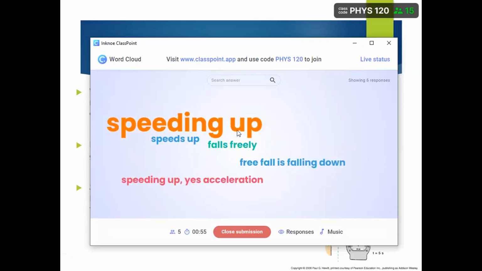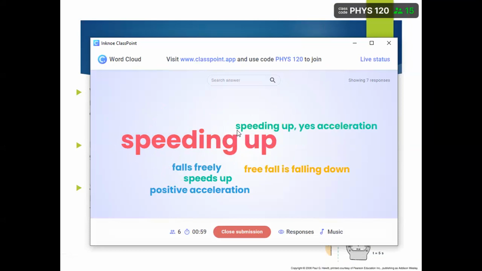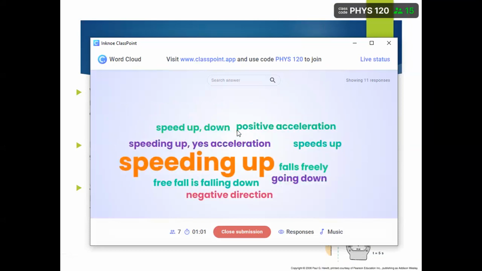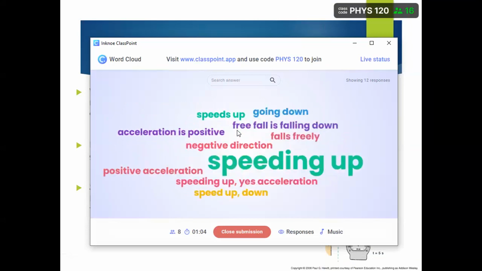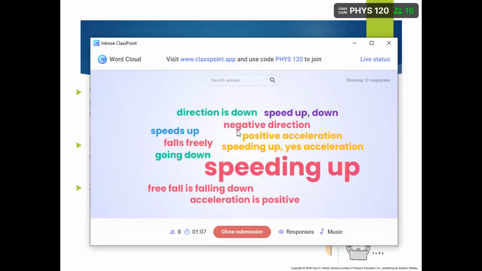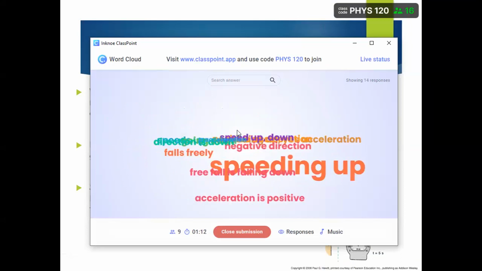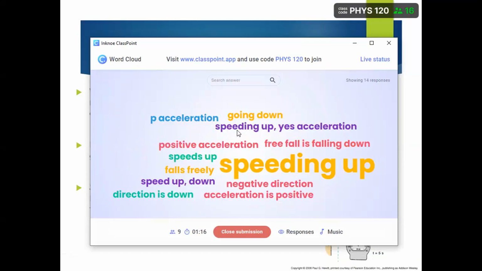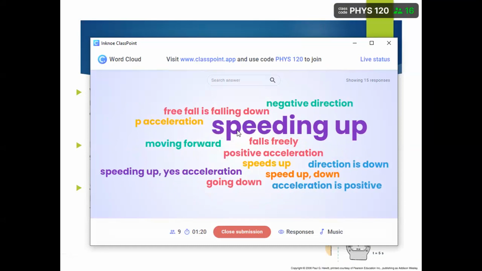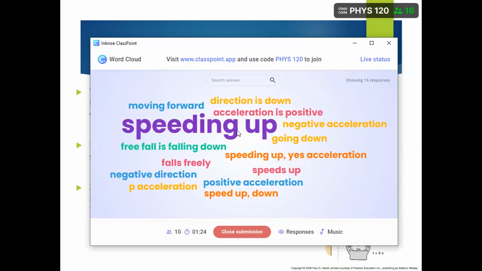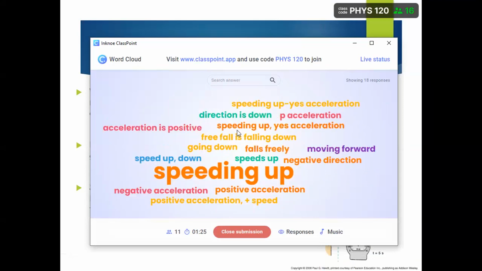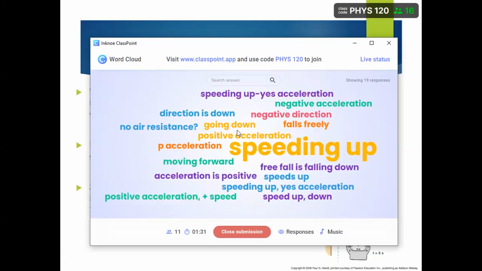or slowing down. Speeding up, yes, there is acceleration. So if there is acceleration, what is the direction of the acceleration? Positive acceleration, what does positive acceleration mean? Going down, speeding up, yes, acceleration going down. So we have more speeding up, okay, so acceleration is positive, free fall is falling down.